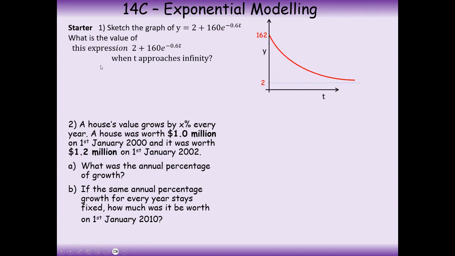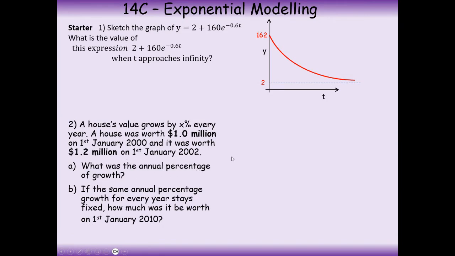Alright, so in part question 2 here, I'm again introducing you to some exponential models, and we solved a problem like this before when we explored bacterial population. Here is a house value. It was worth 1 million on 1st of January of year 2000, and exactly 2 years after that, it's worth 1.2 million. Assuming a constant percentage change, work out the annual percentage growth.